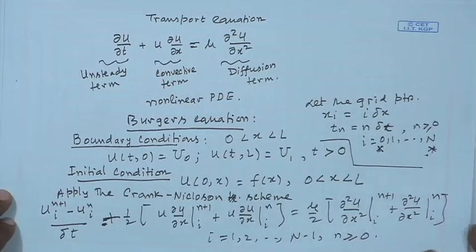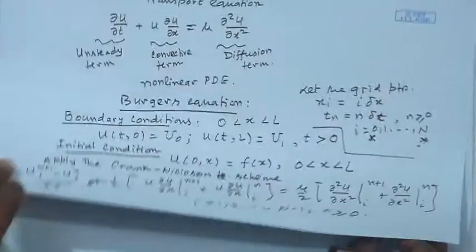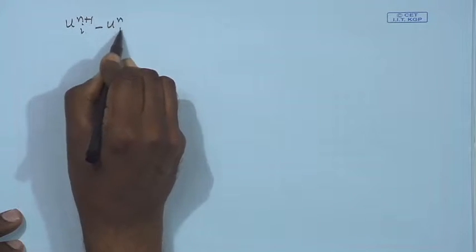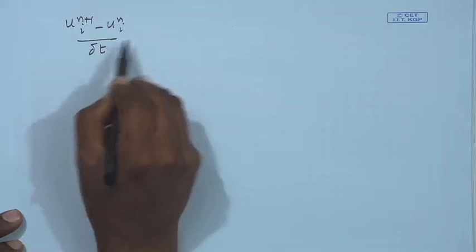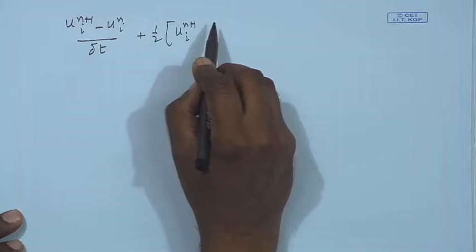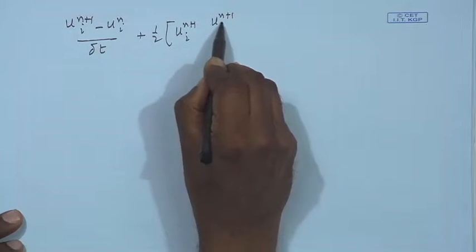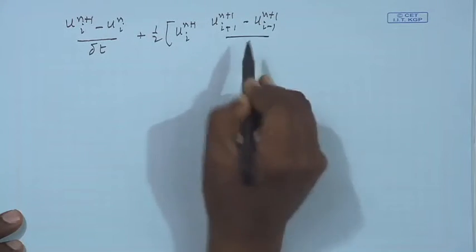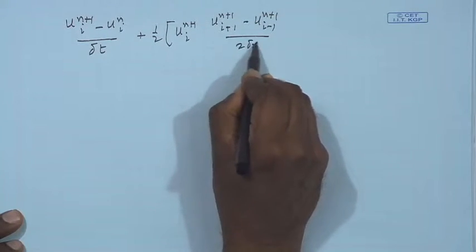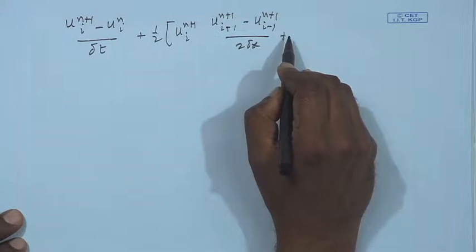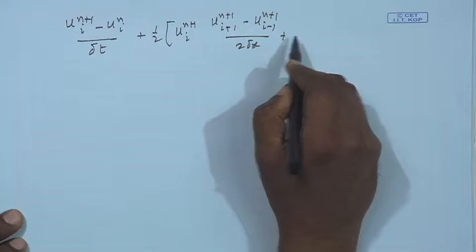Now, if I write the space derivative discretization, we get the full form as u n plus 1 i minus u n i by delta t plus half u n plus 1 i times u n plus 1 i plus 1 minus u n plus 1 i minus 1, a central difference over 2 delta x. This is the implicit term, and you have the other.